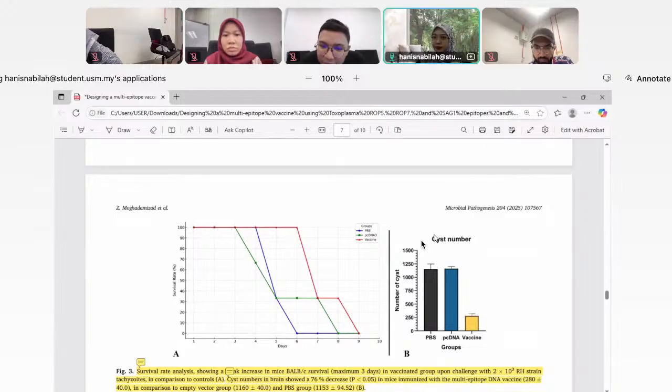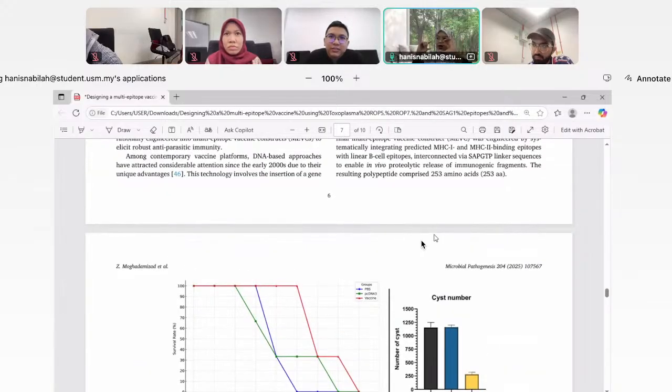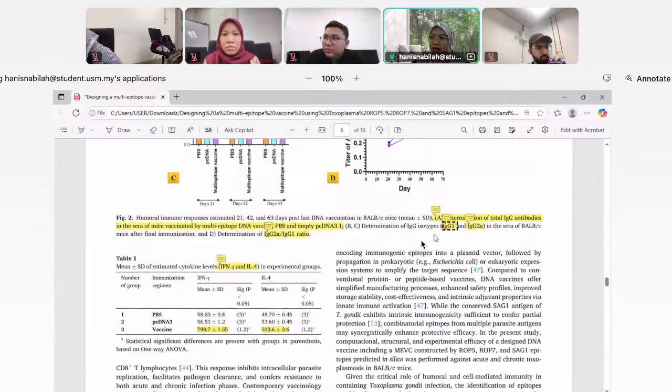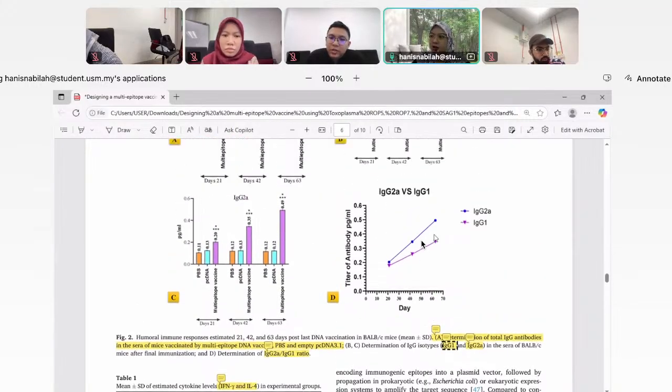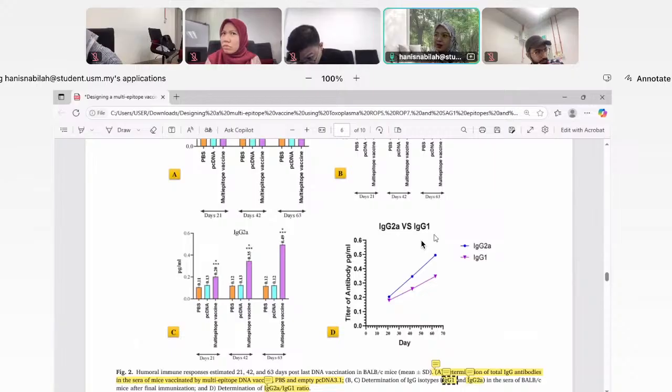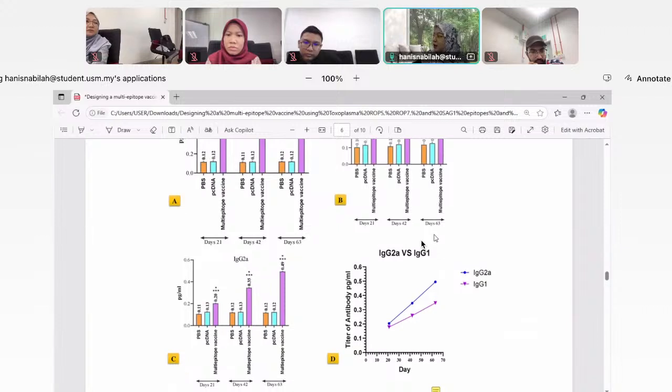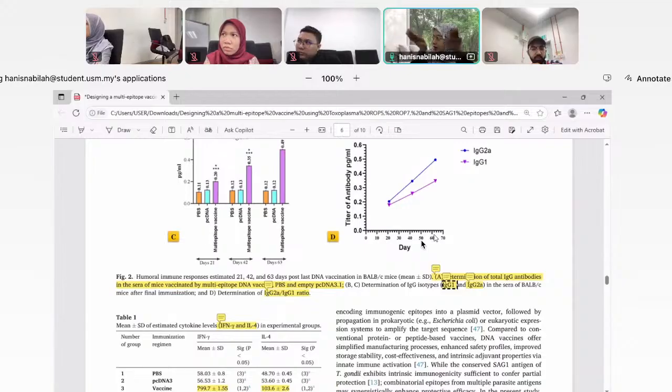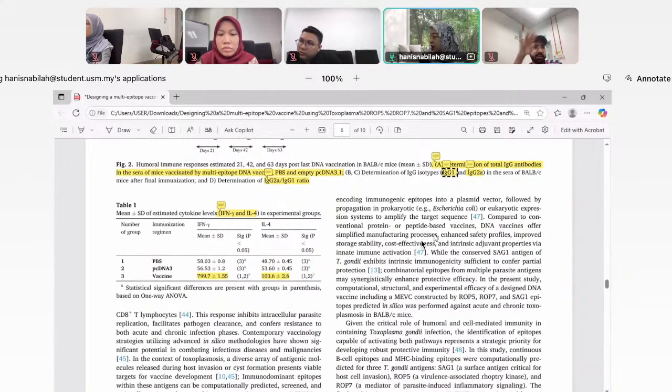Do they have computerized software to calculate the cysts? Yeah, they use a tool. And then they standardize how many cysts they use to infect the mice. So maybe that's why the number is similar. That's the standard. They did mention it in the protocol.